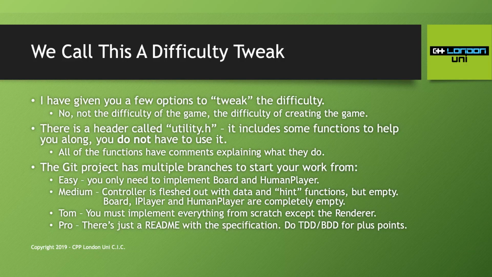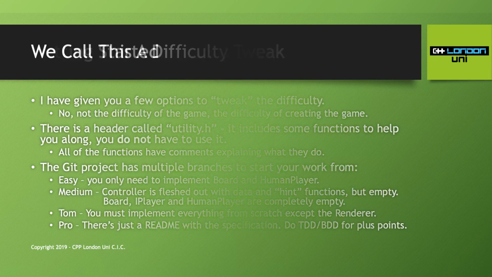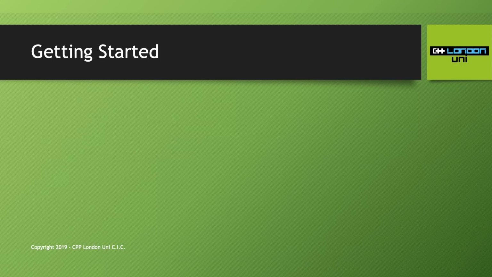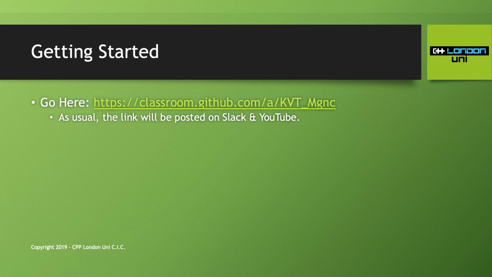And then there's Pro. The Pro branch is literally just a README with the specification. There is nothing else in there. If you want to go for that, please do. And if you want plus points and impress me, do test-driven development or behavior-driven development. I'll be well impressed. Right, so let's get started. What if you implement machine learning on it? I'll be really, really impressed.